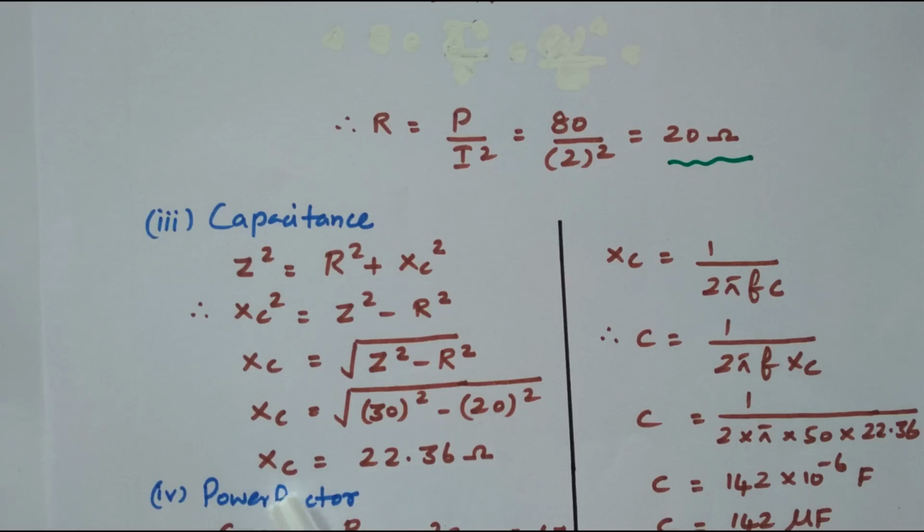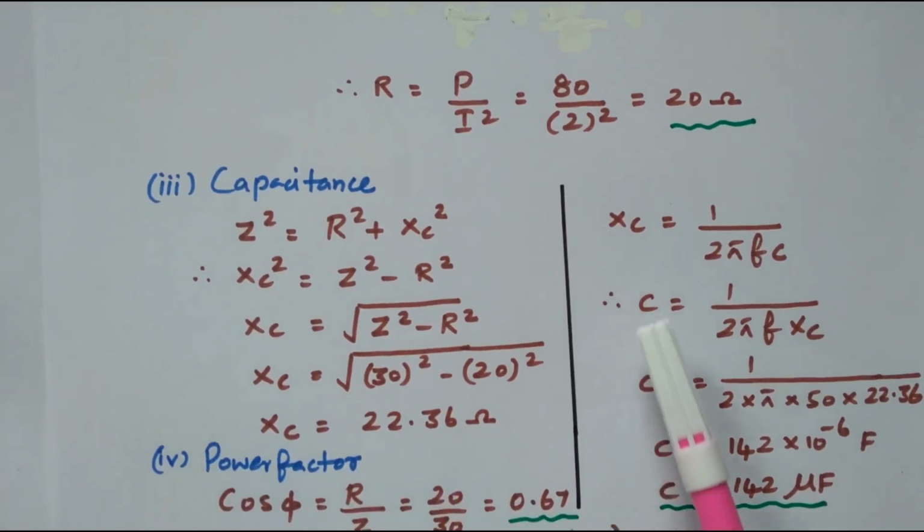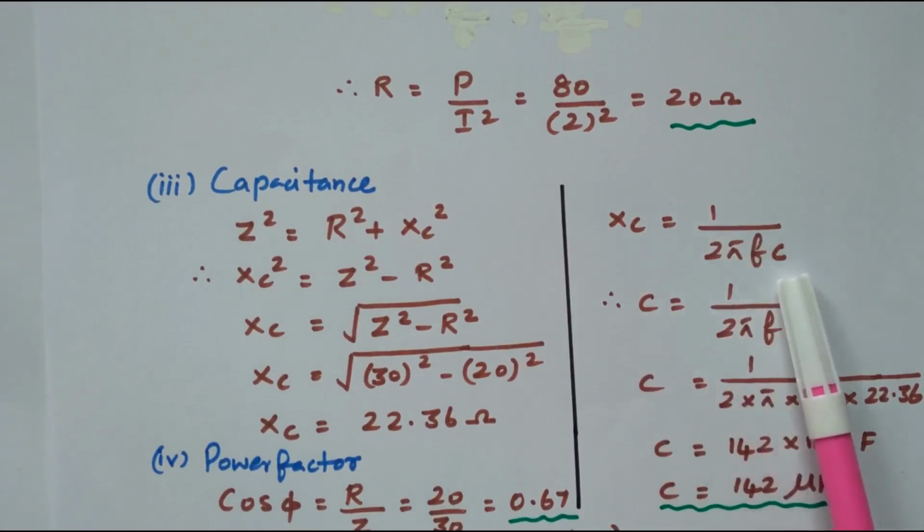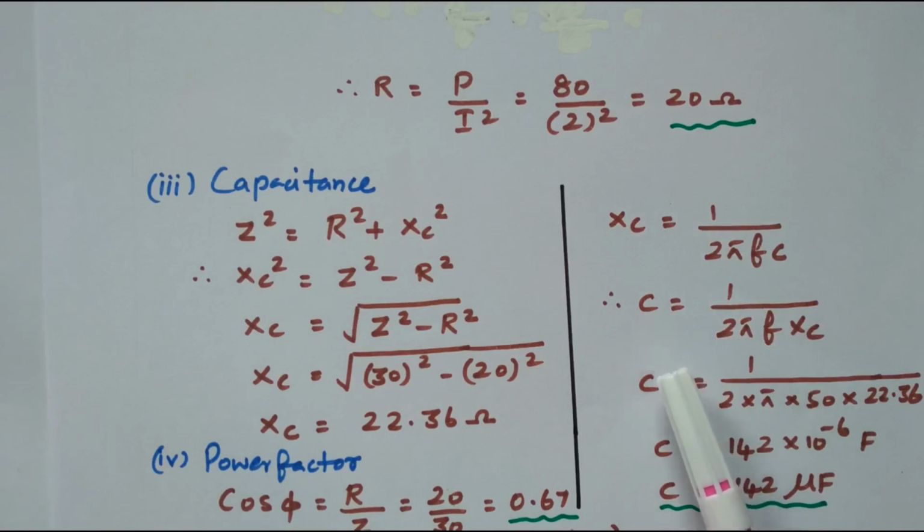Now we got the capacitive reactance. For capacitive reactance one more formula is there, Xc equals 1 divided by 2 pi f C. So we can rearrange this, so that C equals 1 divided by 2 pi f Xc, because we need to find the capacitor value. So C equals 1 divided by 2 into pi into the frequency, 50 Hz, into the Xc we calculated as 22.36. By simplifying this we got 142 into 10 to the power minus 6 farad. This minus 6 can be written as micro farad. So C equals 142 microfarad. Now we got the capacitance value also.